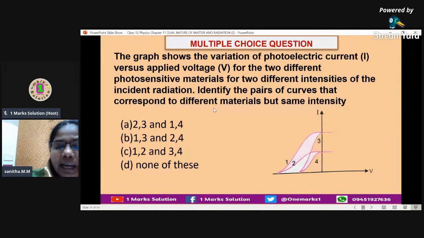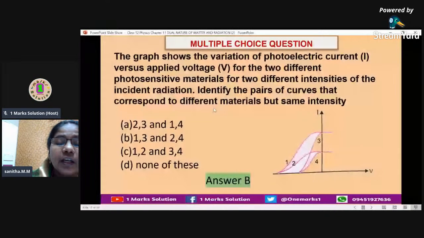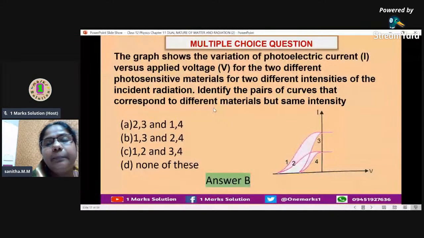See, 1 and 3 have the same intensity, so we can take that pair. The other one we can say is 2 and 4 with the same intensity. If intensity increases, current also increases, and after some time it will be saturated. That is why a straight line is there. So the answer is 1, 3 and 2, 4. That is B. This is very, very important, please note: stopping potential depends on frequency only, kinetic energy depends on frequency, and the photoelectric current depends on intensity.